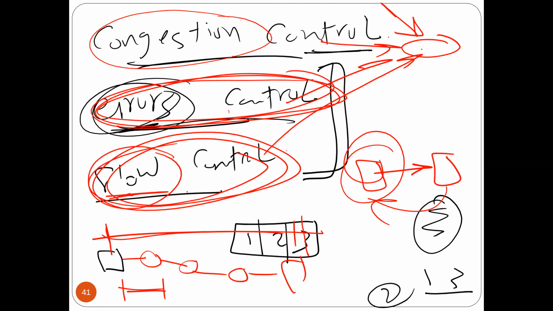Anyway, I'm going to teach you flow control in the second layer, but you should understand we have flow control. We don't have congestion control in the second layer. We do that in the transport layer, but in the second layer, we are going to have error control and flow control.